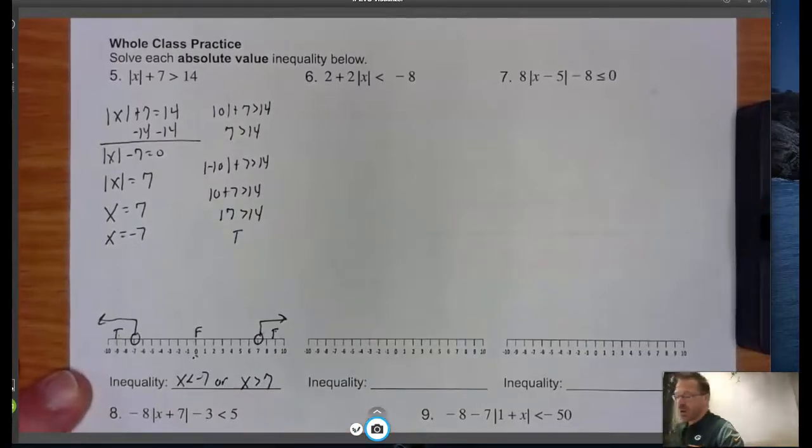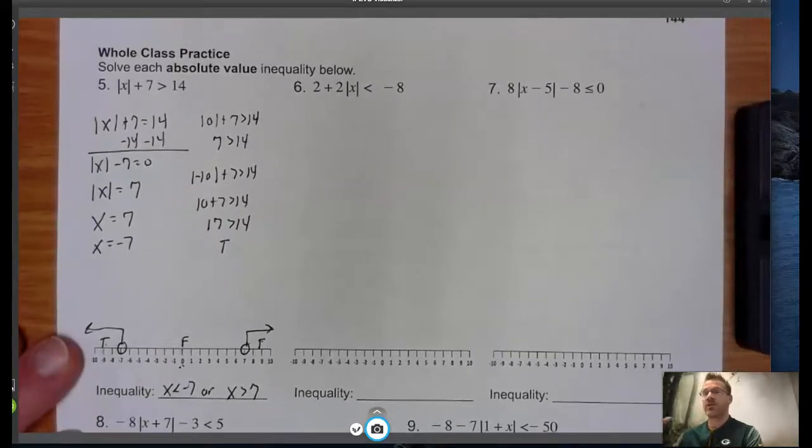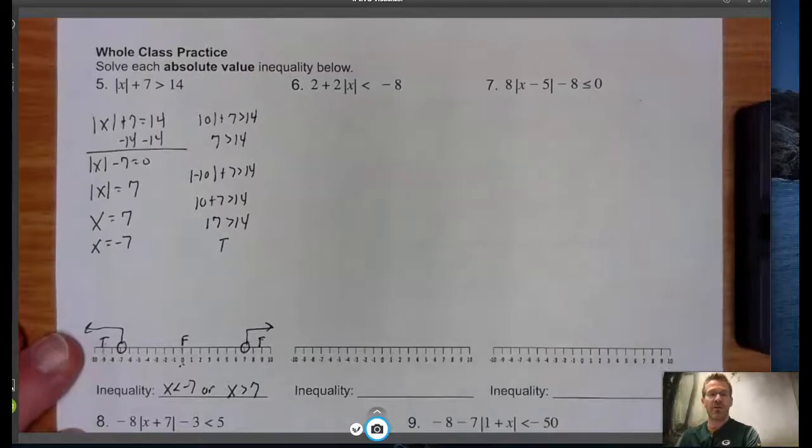All right, so let's keep moving. Let's look at number 6 here. So now, once again, the first thing we want to do is make this an equation and solve for those anchors.